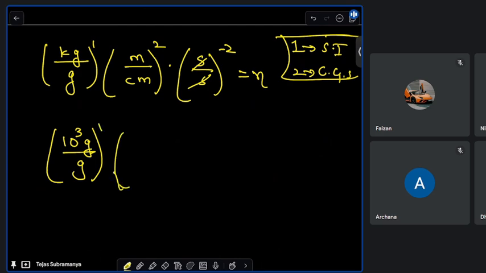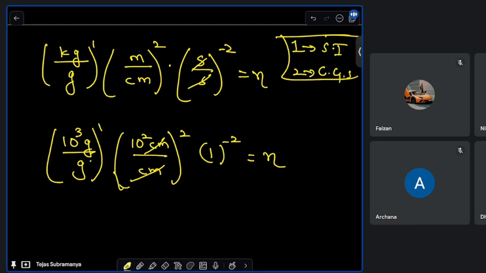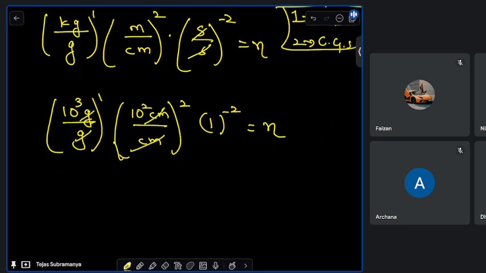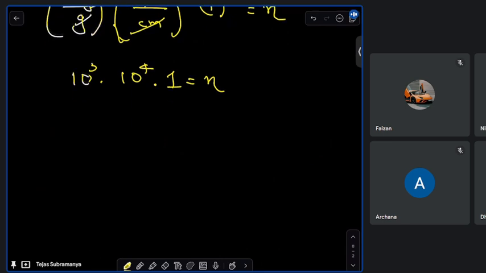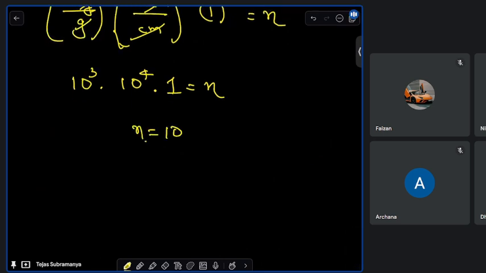1 meter is 100 centimeters. So 10 square centimeters divided by centimeter to the power 2. This is nothing but 1 to the power minus 2 is equal to n. Centimeter gets cancelled. G gets cancelled. 10 cube into 1 is 10 cube itself. 10 square to the power 2 is 10 to the power 4 into 1 is equal to n. Multiply both of them. N is equal to 10 to the power 7.